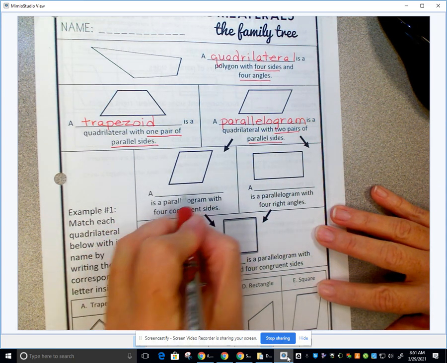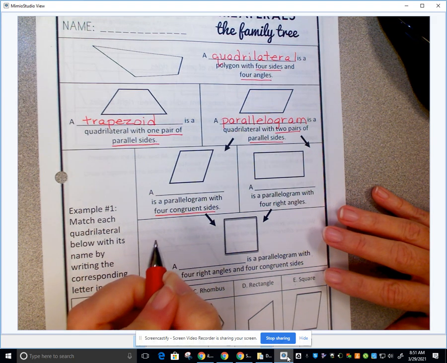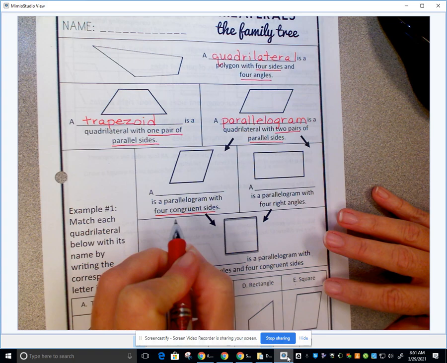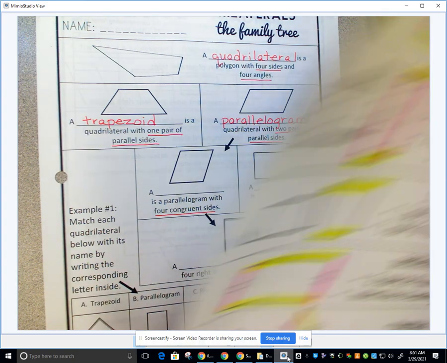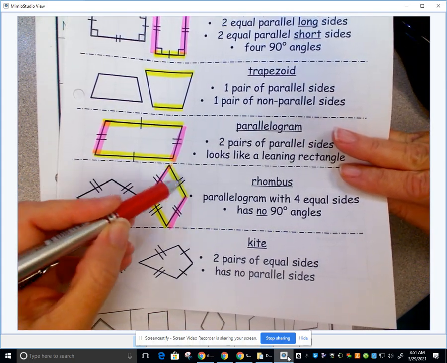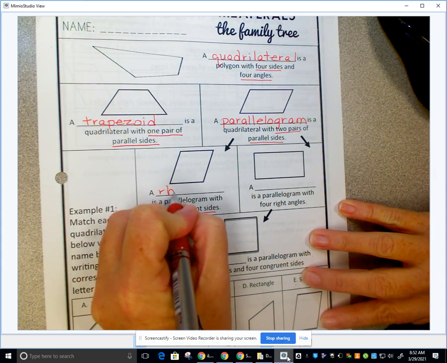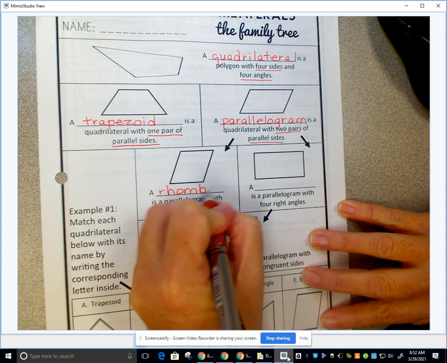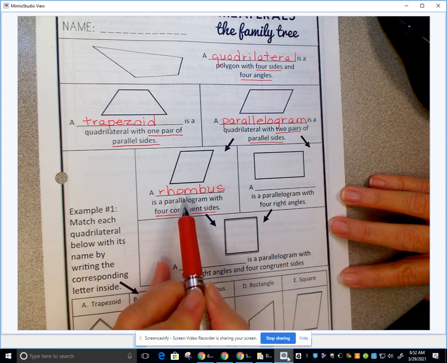All right, this says a blank is a parallelogram with four congruent sides. Well, we know a square and a rhombus have four congruent sides. Remember, here's the square, here's the rhombus. All of the sides are the same length. So this is a rhombus. I can only call it a square if it said it had four right angles also.